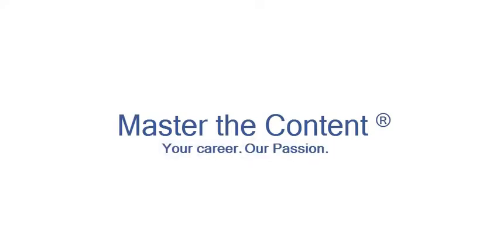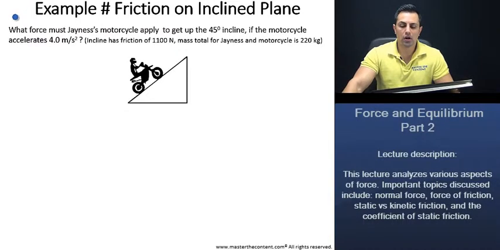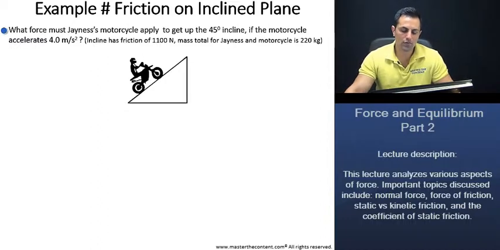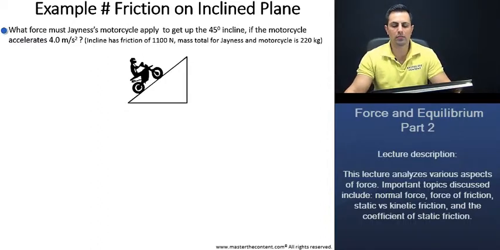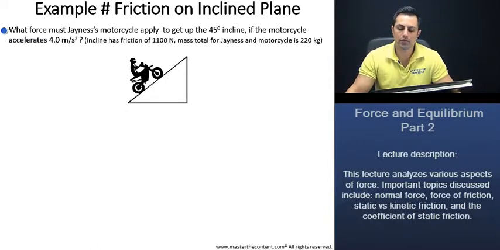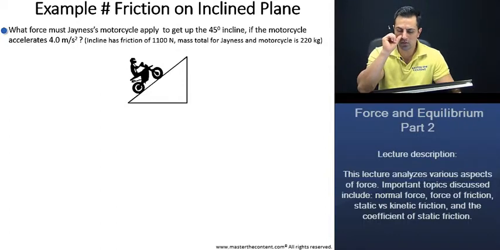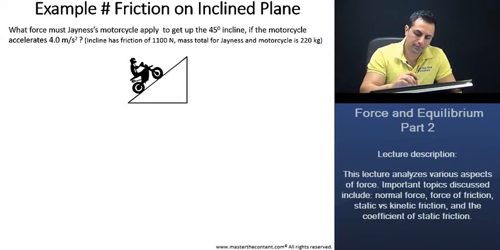Example, friction on inclined plane. What force must Janus's motorcycle apply to get up the 45-degree incline if the motorcycle accelerates 4 meters per second squared? The incline has friction of 1100 newtons. The total mass for Janus and the motorcycle is 220 kilograms here.